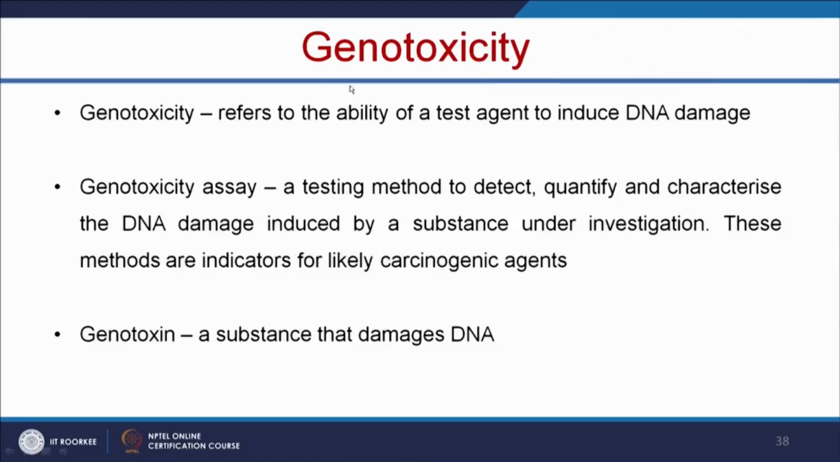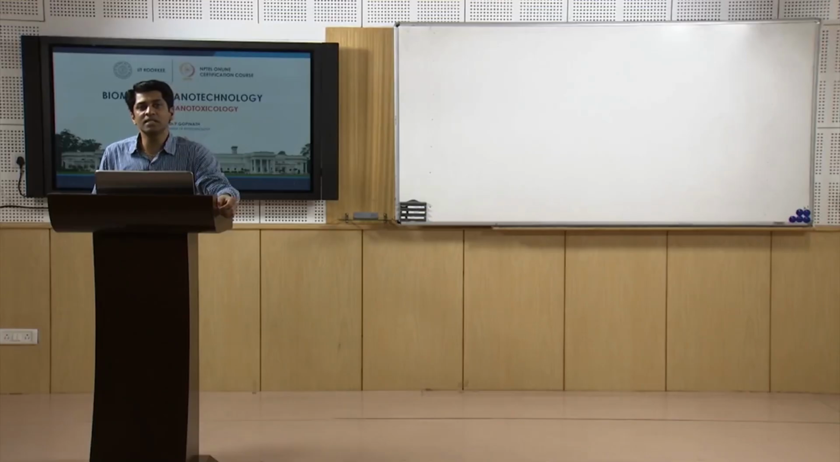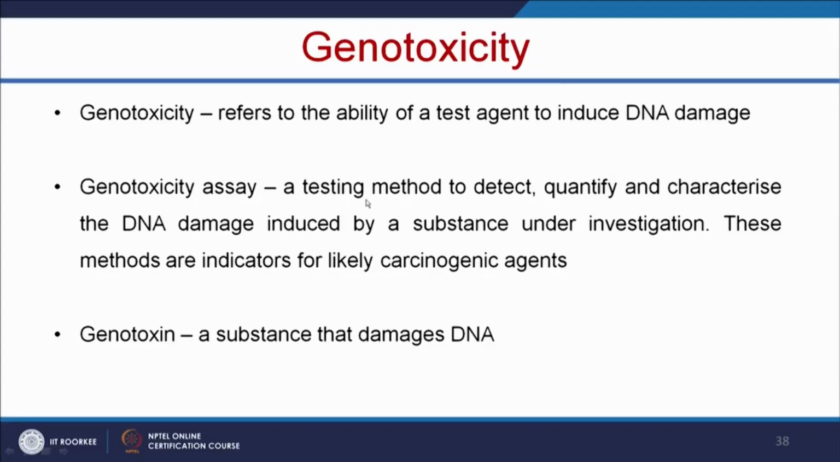So let us see what genotoxicity is. Genotoxicity refers to the ability of a test agent to induce DNA damage. Okay. So cytotoxicity means it is toxic to the cells, okay, and genotoxicity is if it damages your genetic material. Okay. So here the genotoxicity assays can detect, quantify, and characterize the DNA damage induced by the substance under investigation, and these methods are indicators for likely carcinogenic agents, and a genotoxin means a substance that damages the DNA.